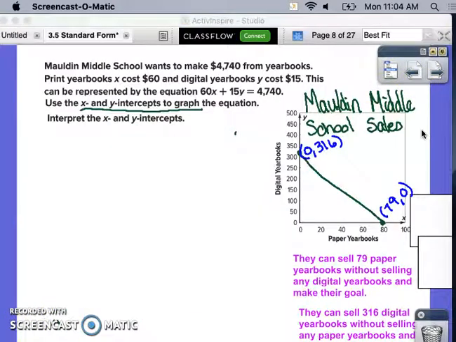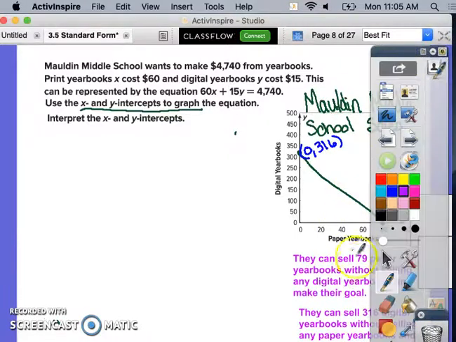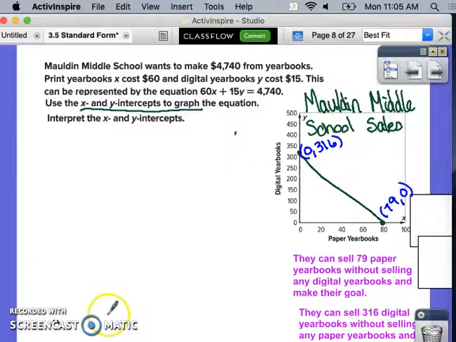It's going to be a word problem. Okay, Magdalen Middle School wants to make $4,740 from yearbooks. So print yearbooks, x, cost $60 and digital yearbooks, or y, cost $15. So this can be represented. It is actually giving you the equation. It's going to be in standard form. So you need to use the x and y intercepts to graph the equation.